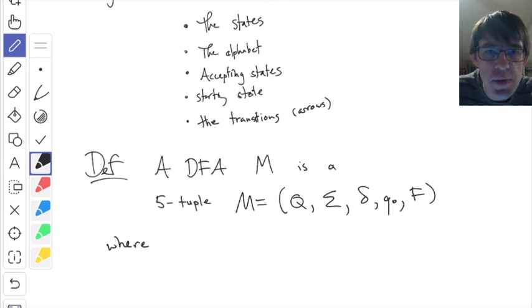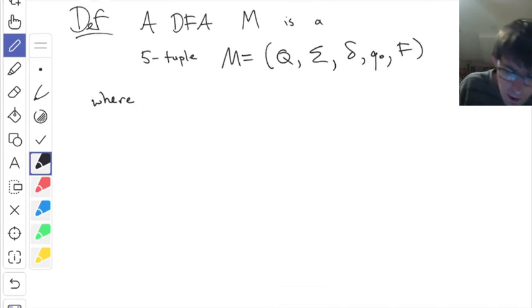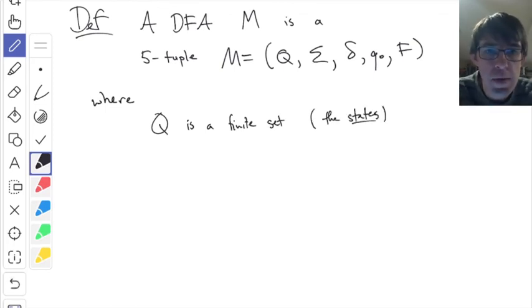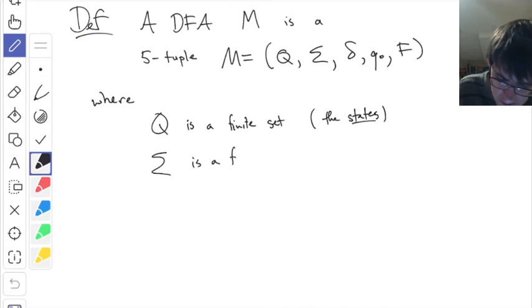They are the same 5 things as in that list up there, although the order in which I wrote the list is not the same as the order in which they appear down here. Actually, it almost is, but that's coincidental. I have to tell you what each of these 5 ingredients is. Q is a finite set. This is the states. So you write the set of states. Sigma is also a finite set. This is the alphabet.